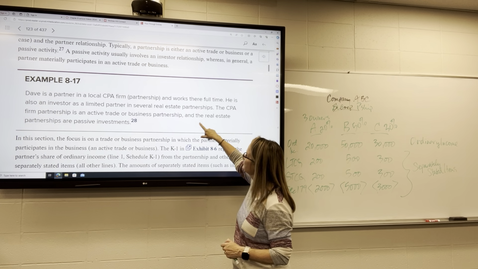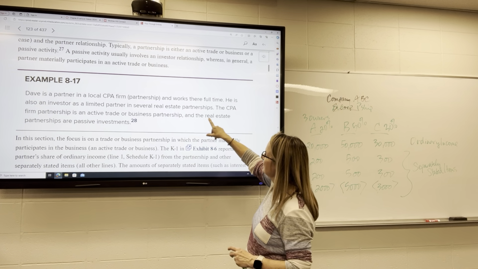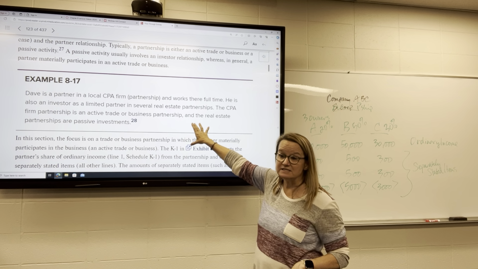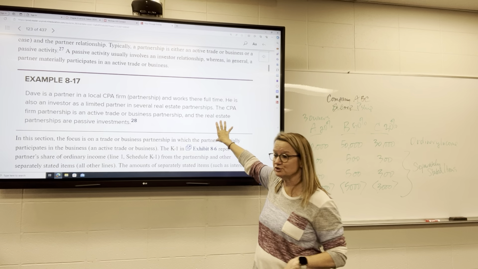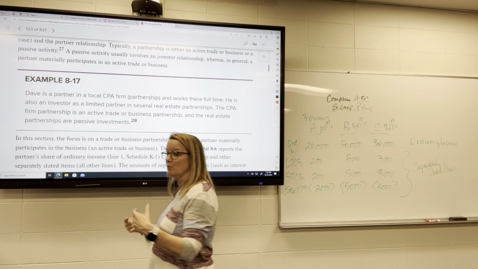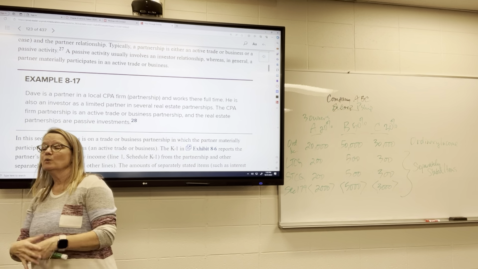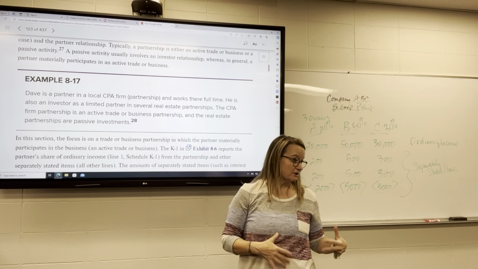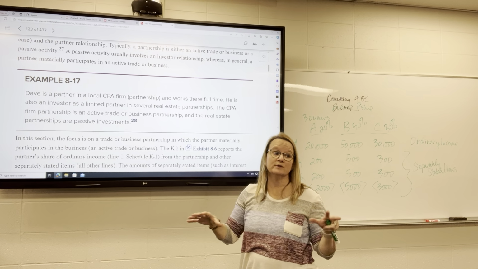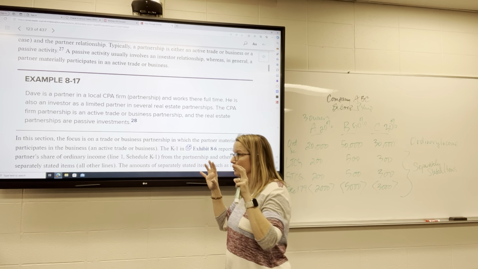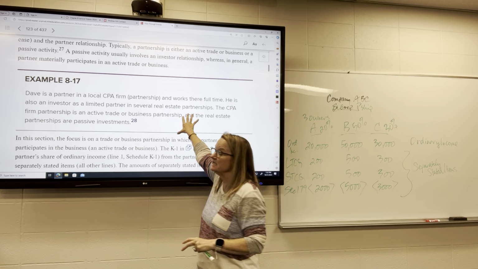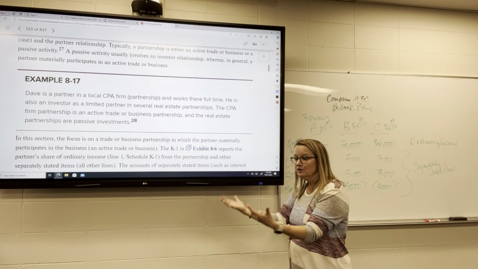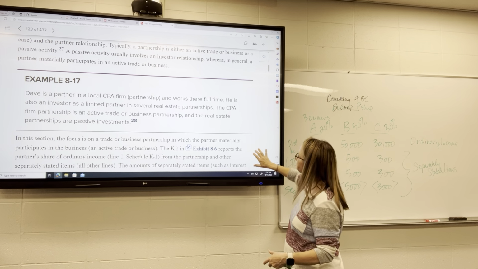Real estate partnerships: he is also an investor as a limited partner in several real estate partnerships. But in that case, he's just an investor. So that partnership income would be considered investment income, whereas the income from the CPA firm would be considered active trade or business and subject to self-employment tax. Okay, so it has to do with the activities that he's providing, and what he's providing. Is his money working or is he working, right?